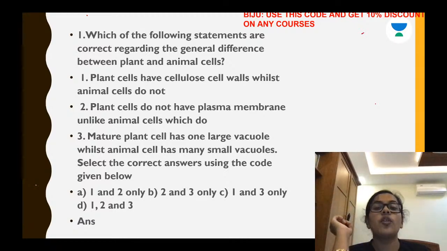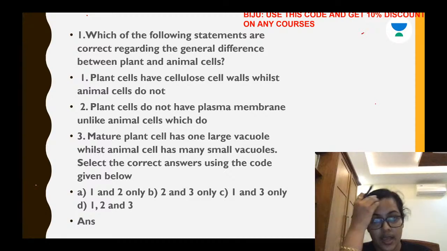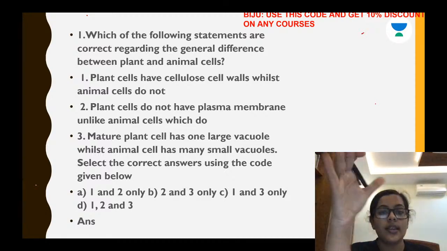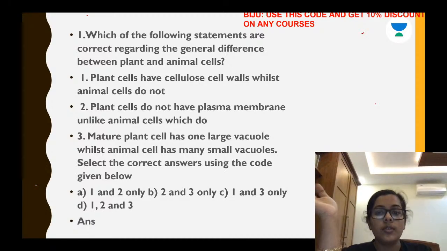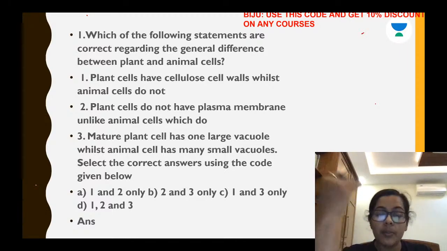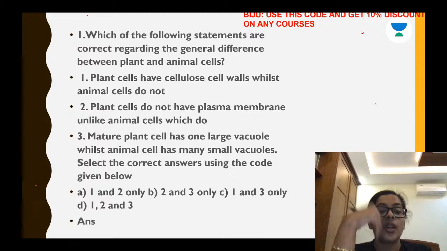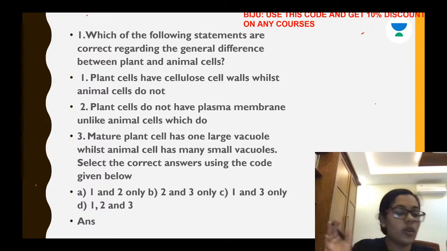Which of the following statements are correct regarding the general difference between plant and animal cells? One, plant cells have a cellulose cell wall, while animal cells do not. Two, plant cells do not have a plasma membrane, unlike animal cells which do. Three, mature plants have one large vacuole, whilst an animal cell has many small vacuoles. Select the correct answer using the code given below.